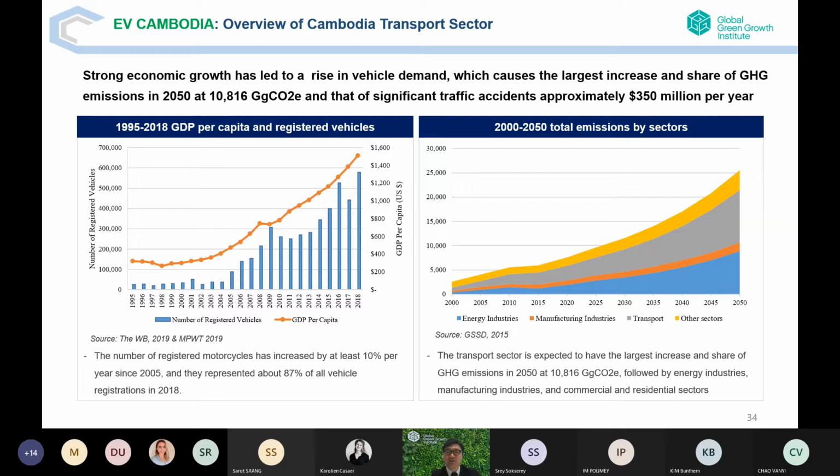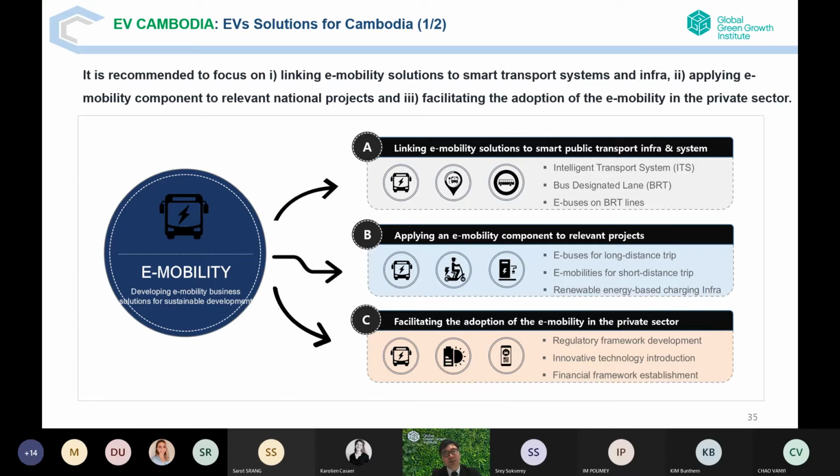Actually, electric mobility is quite a new and innovative technology, and very costly. So most countries and governments are very reluctant to introduce electric mobility. That's why I think we need to approach e-mobility strategically. In order to do that, I recommend focusing on linking e-mobility solutions to smart transport systems, such as bus rapid transit lanes or intelligent transport systems. If we link that to the infrastructure and the system, it is more efficient.